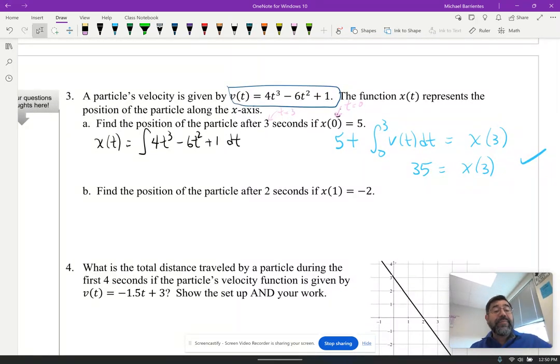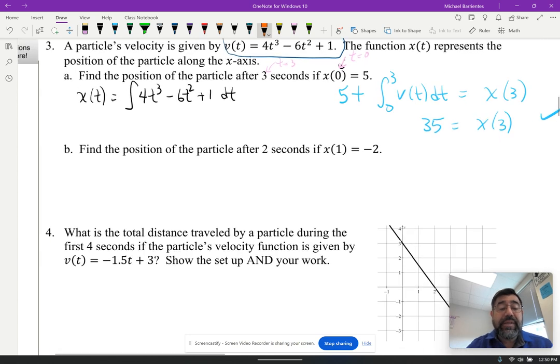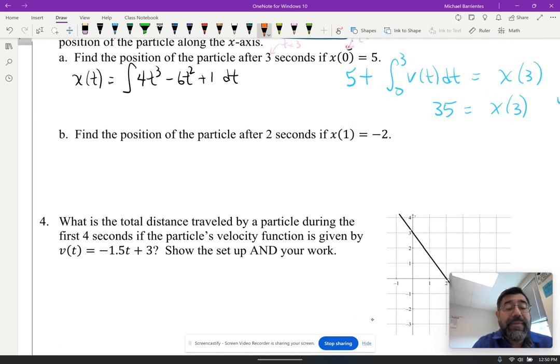Can we do the same thing with part B? Find the position of the particle after 2 seconds if x sub 1 is equal to negative 2. All right, well, let's see. Can I do the same thing?